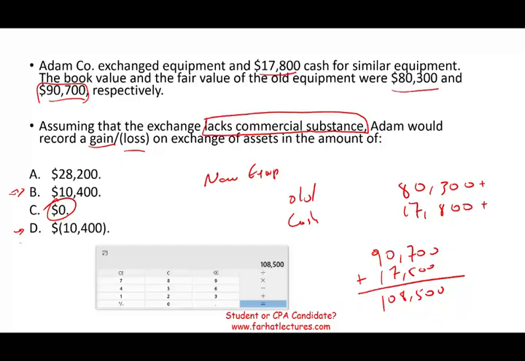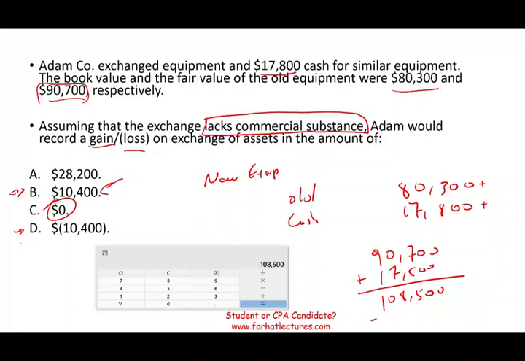So what do we have to do? Do you remember the gain that we said? We have 10,400 of gain. What's going to happen with the gain? It's going to reduce the value of the equipment. And by reducing the value of the equipment, we are lowering our cost. Lowering our cost would result in an increase of gains in the future. And this is what we mean by deferring the gain. It means we're not going to recognize the gain until later. Later means when we sell this asset.